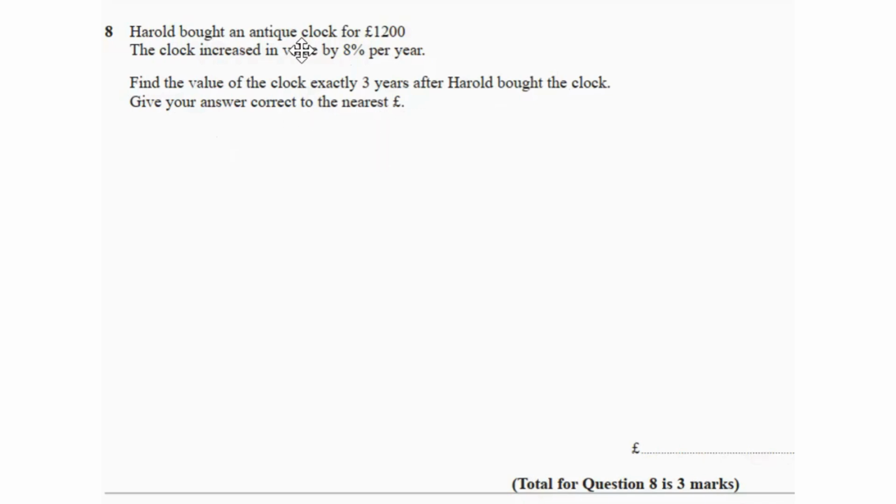So the clock is increasing by 8% per year, which means initially the value of the clock is 100%. So each year it's going to be now 108%. So we multiply the principal amount, which is 1200, times the rate at which the value is increasing. So that's going to be 108 over 100.